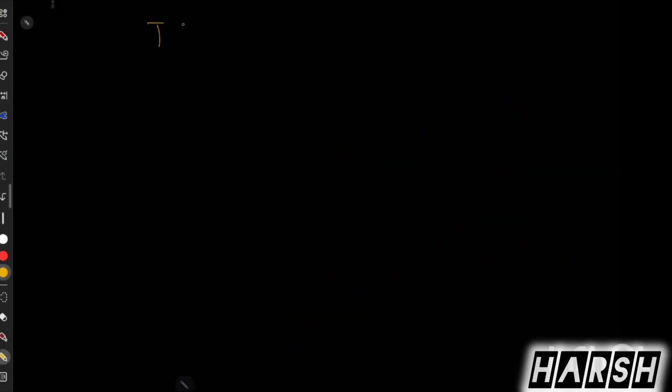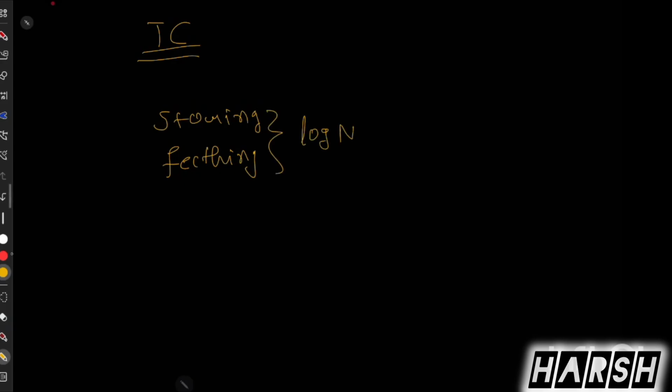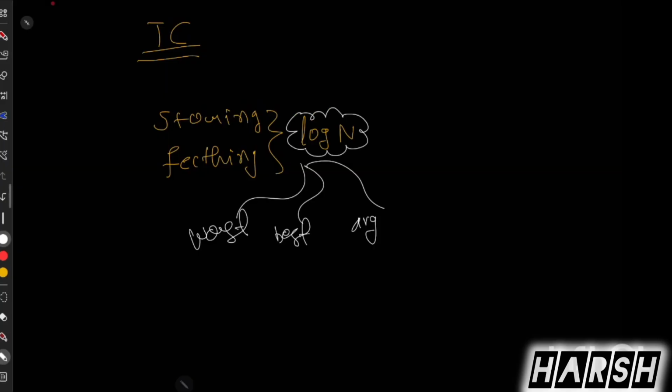If I tell you about the time complexity for this hashing, basically we are doing two things here. First is storing and second is fetching. So the time complexity for both is equal to log n, and whatever the case, whether worst, best or average, in all cases the time complexity will be log n. So this is all about numerical hashing and character hashing. From the next video we will start from sorting.